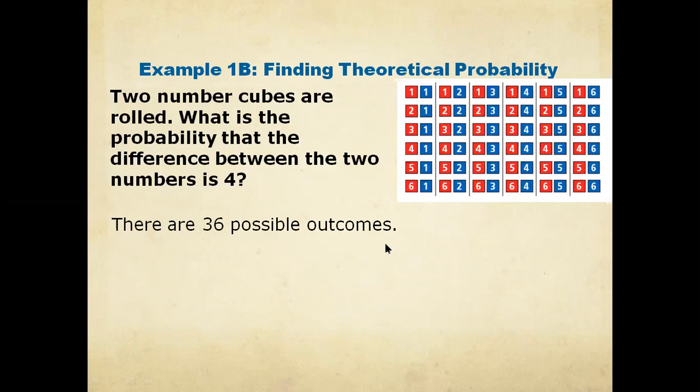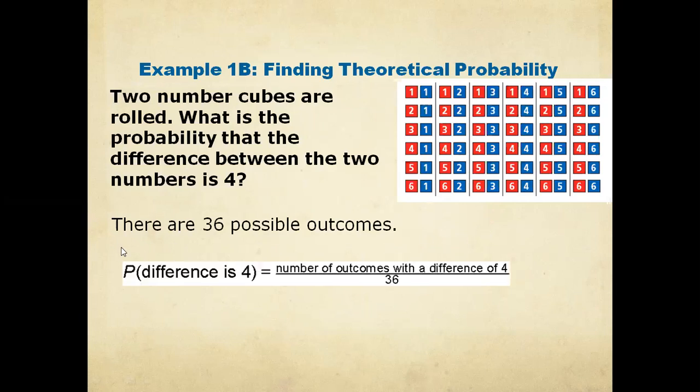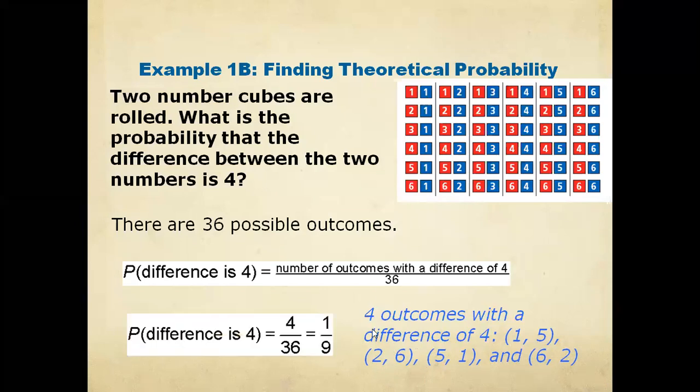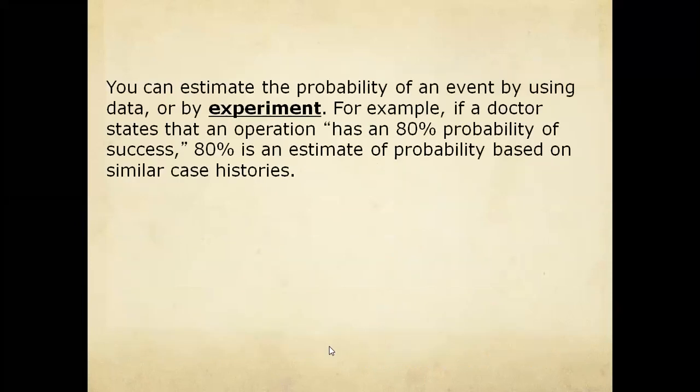Then there are 36 possible outcomes. We need a difference of 4. You need the two numbers that, when you subtract them, you get 4. So we have 4 outcomes, Taban, with the other ordering. 1 with 5 and 5 with 1. 2 with 6 and 6 with 2. On these numbers, when you subtract them, you get 4. So it's 4 out of 36, in simplest form 1 over 9.